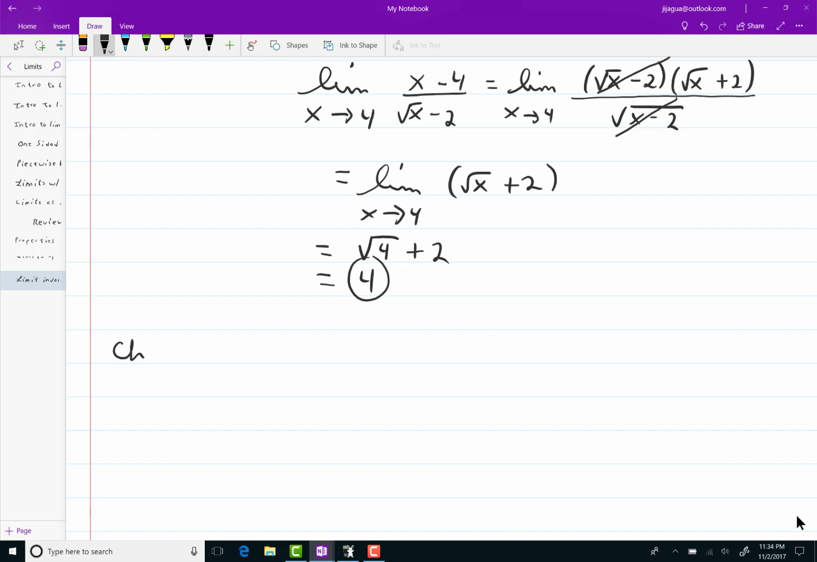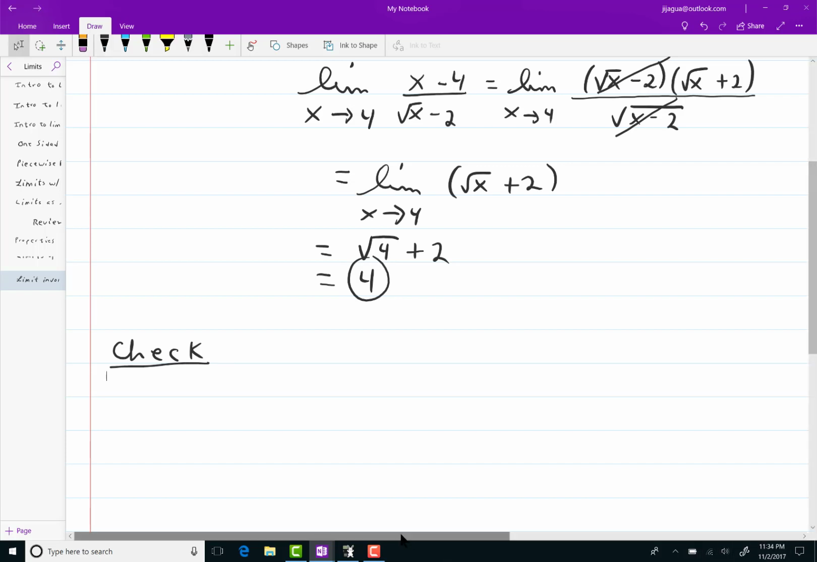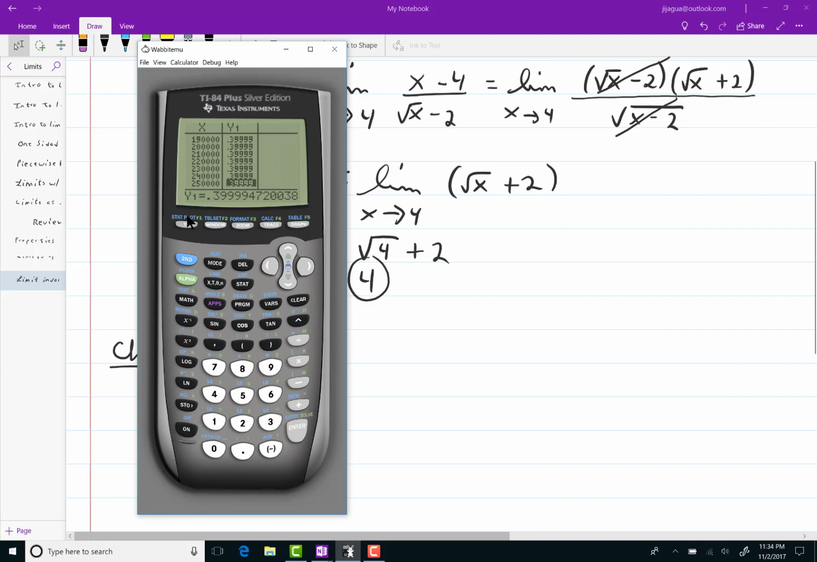Since we're just learning these things, I'm assuming you're not an expert at this, so I like to check these as often as I can. I'll put the function into my y1 as usual. So we'll put x minus 4 in parentheses, divided by, and in parentheses again, the square root of x minus 2. You have to move the cursor over so that you don't stay under the vinculum.